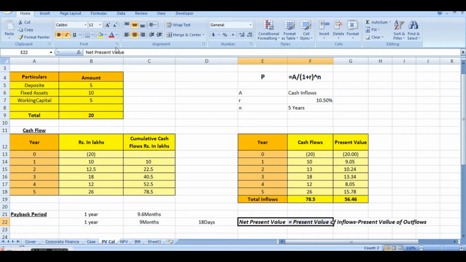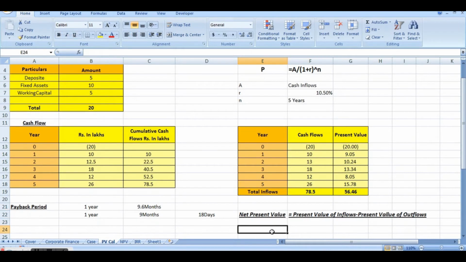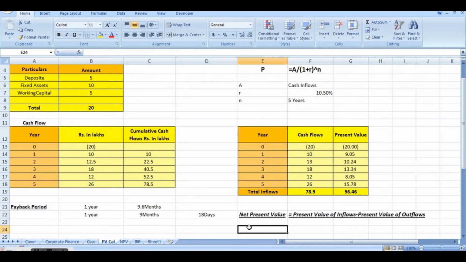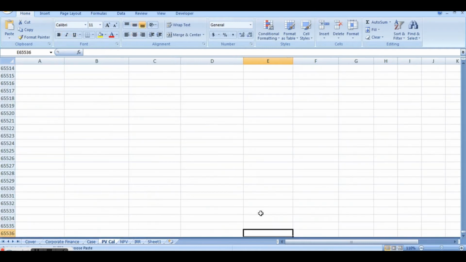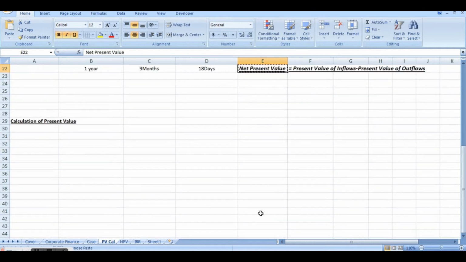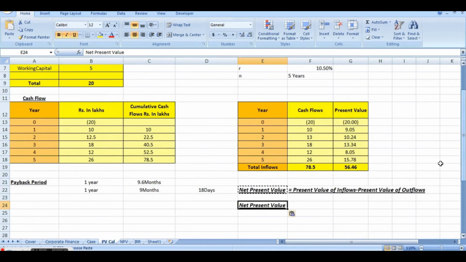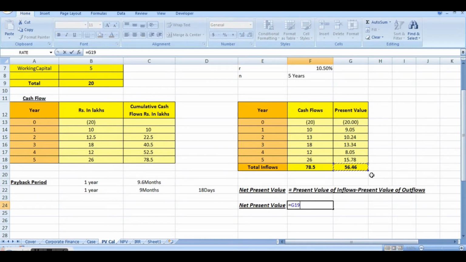Net present value is equal to present value of inflows minus present value of outflows. Are the values available with us? Yes, certainly. So net present value is, simply copy it. Net present value is present value of inflows, which is equal to 56.46, minus present value of outflows.